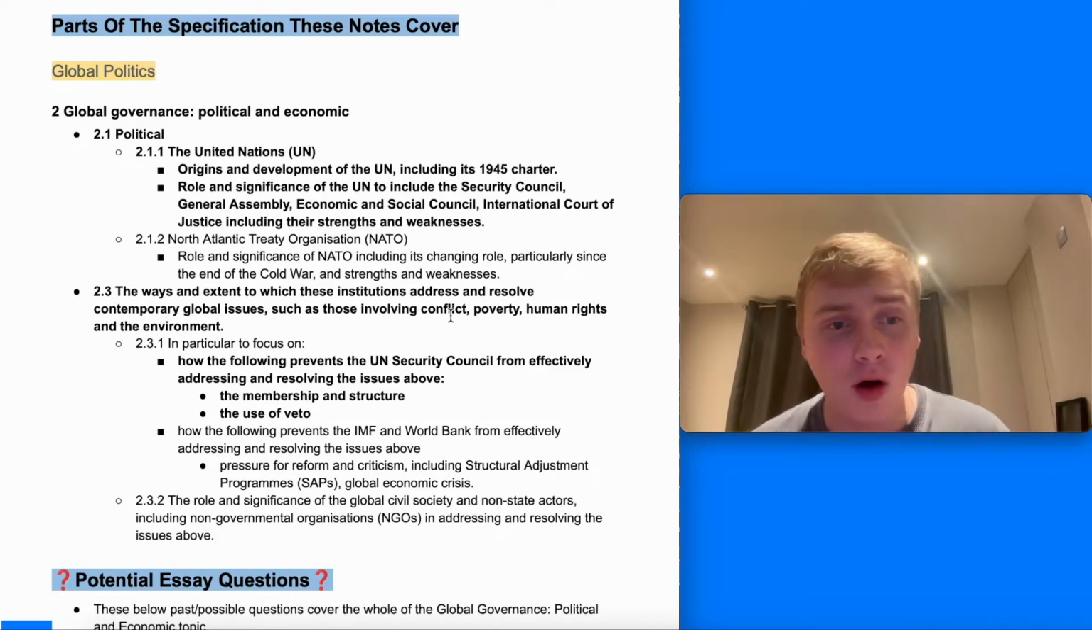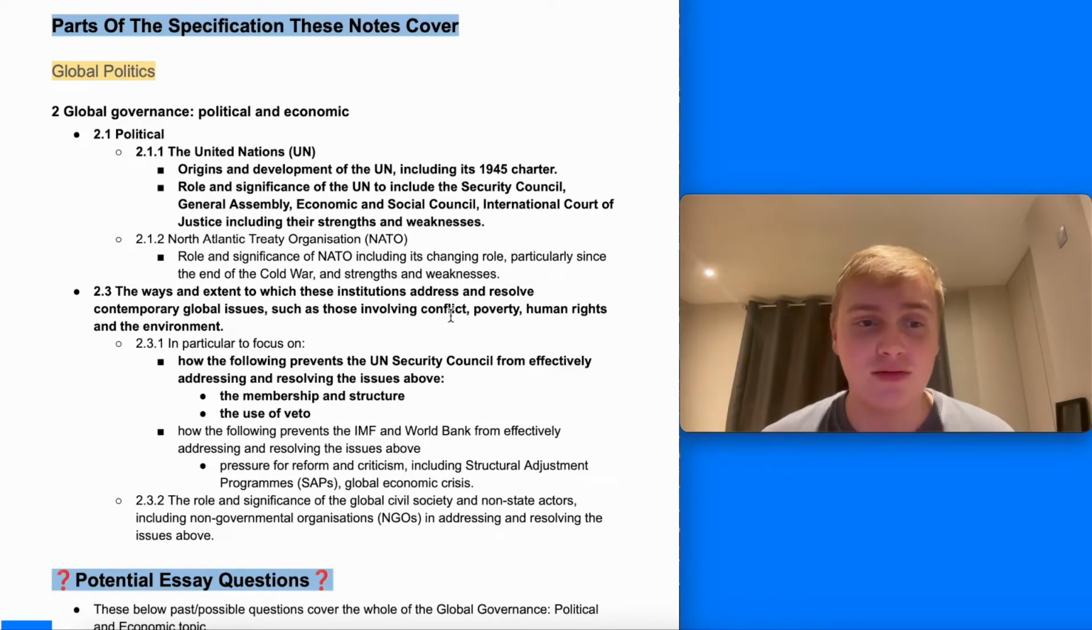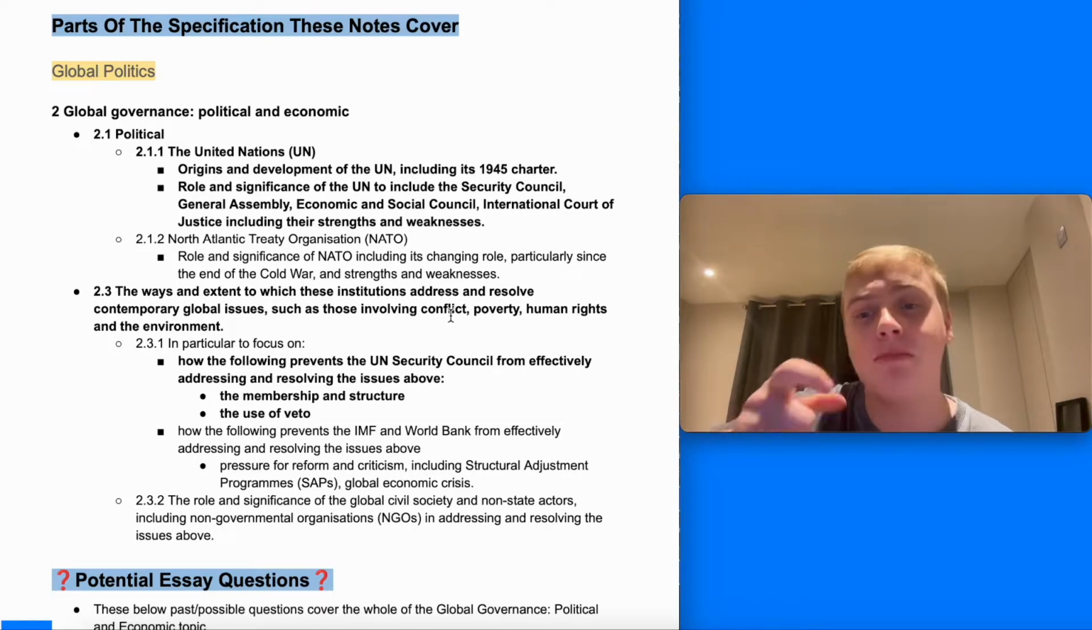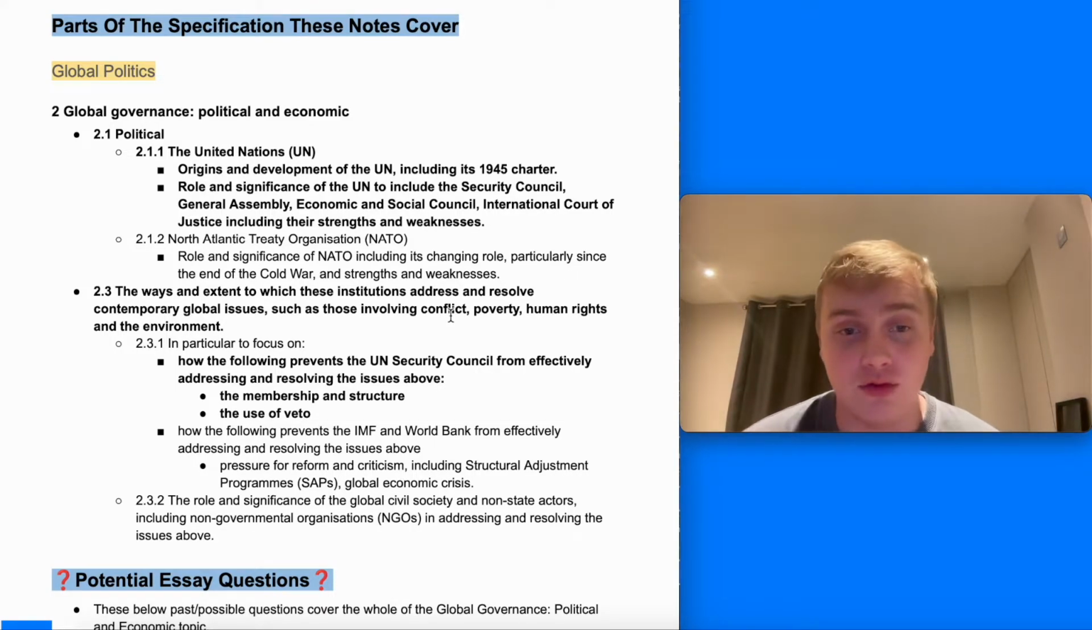And I thought it's also worth including, because it's very relevant, another key thing that the specification has asked us to look at in 2.3, and that's how the veto and membership and structure of the UN Security Council in particular prevent it from addressing effectively conflict, poverty, human rights, and the environment.